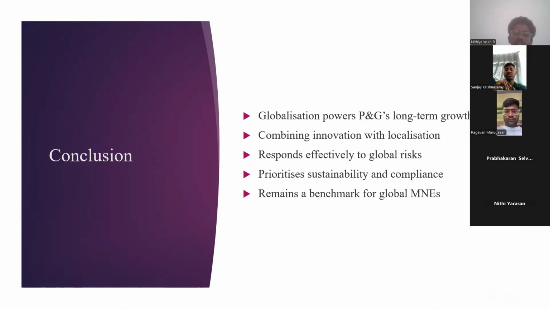To sum it up, P&G's global success comes from a solid mix of innovation, localization, and risk management. They understand their markets, adapt to them quickly, and take sustainability seriously. They are a great example of how multinational enterprises can thrive by being both efficient and socially responsible.